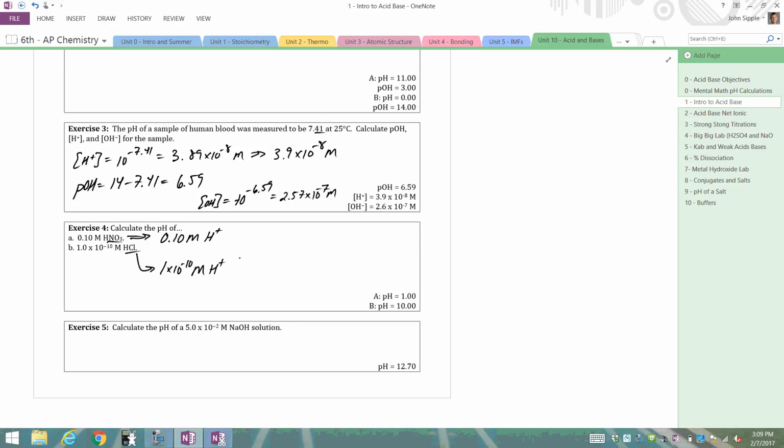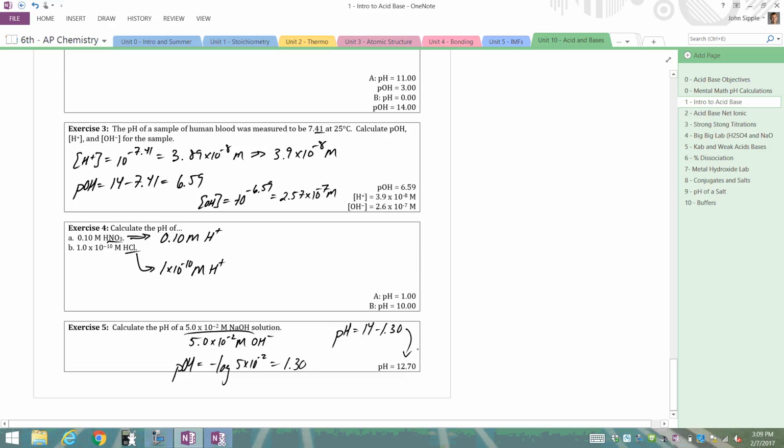Okay, and then finally here, same sort of deal. If this is a strong base, it's going to break up into 5.0 times 10 to the minus 2 molar hydroxide ions. Okay, so pH. We solve for pOH, which is equal to minus the log of 5 times 10 to the minus 2, which is 1.30. And for pH, it's equal to 14 minus 1.30, and we get 12.7.